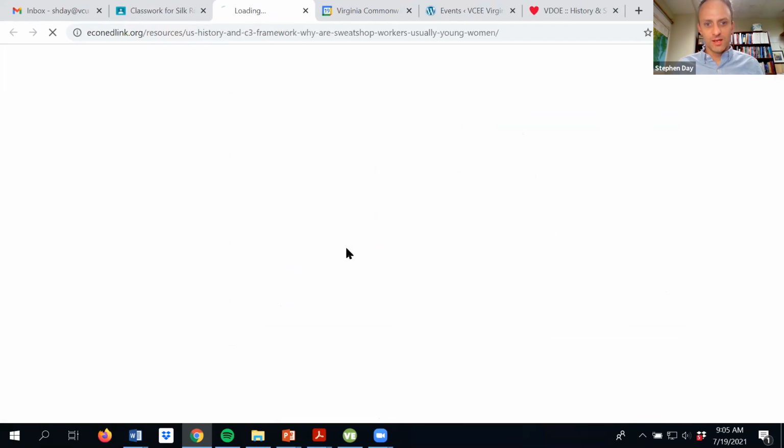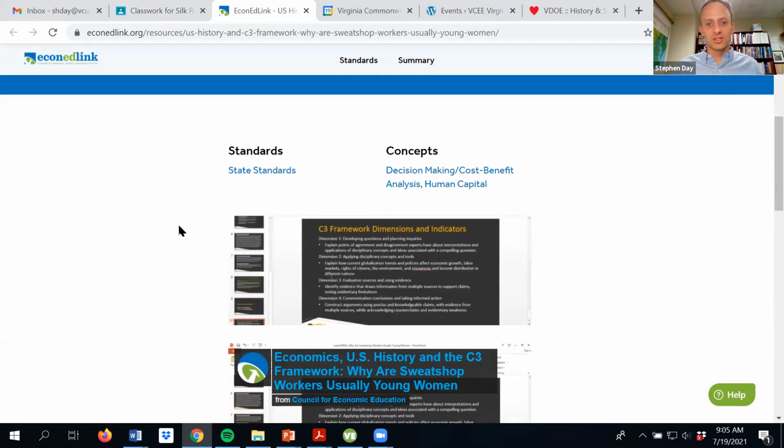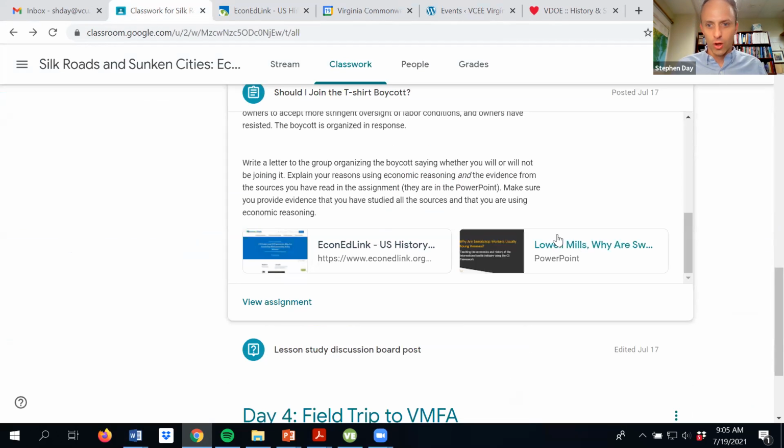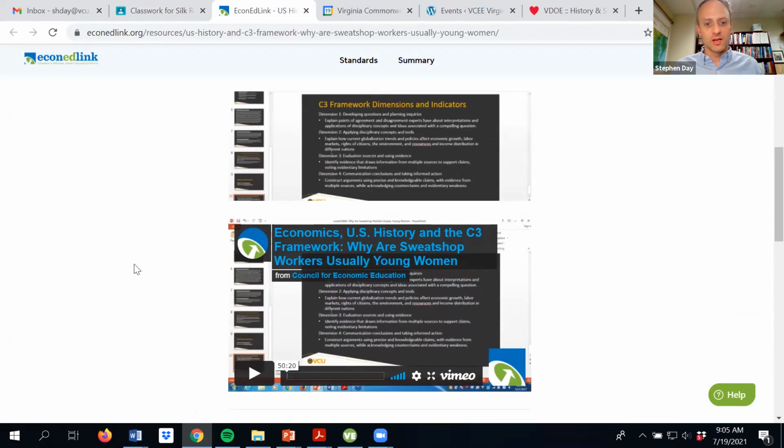So don't be thrown off. This says U.S. history and the C3 framework. Why are sweatshop workers usually young women? This actually is very world history based. I just had to use this lesson for something pertaining to U.S. history. That's why I emphasized the Lowell Mills right here. That's the U.S. part.